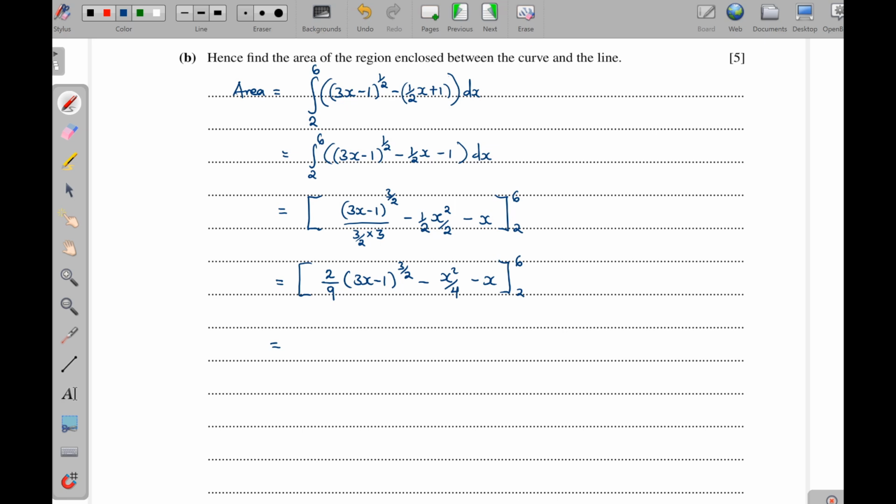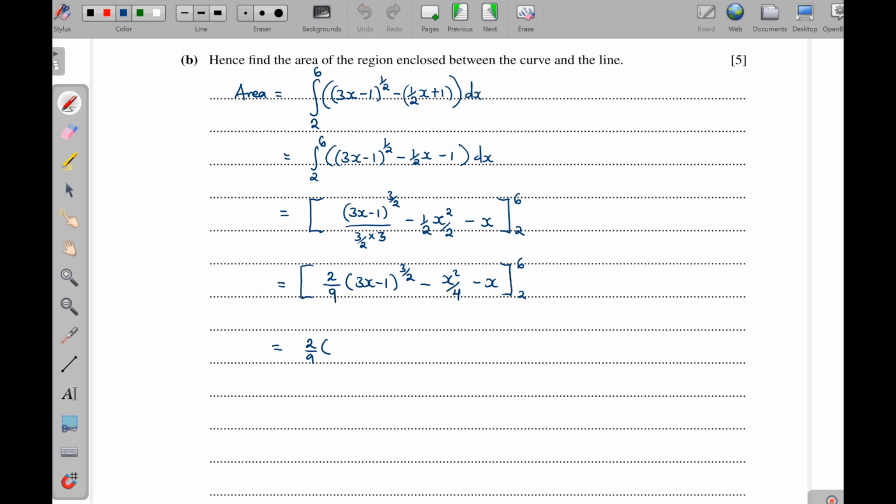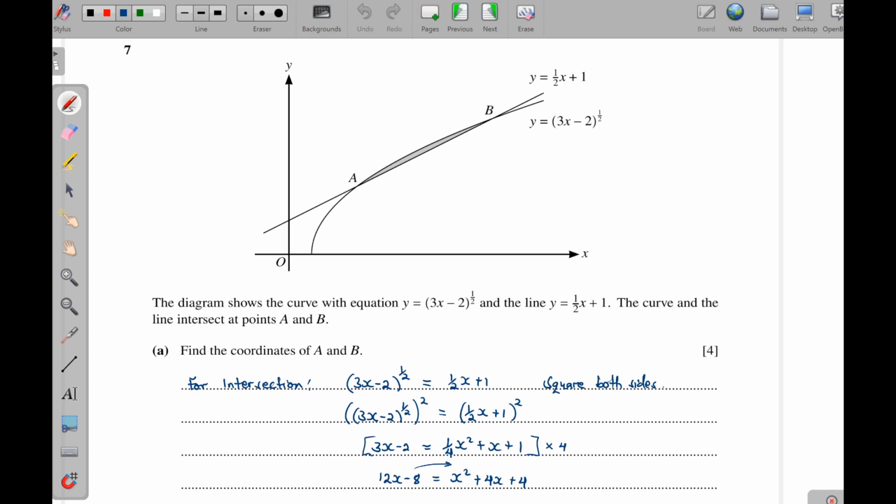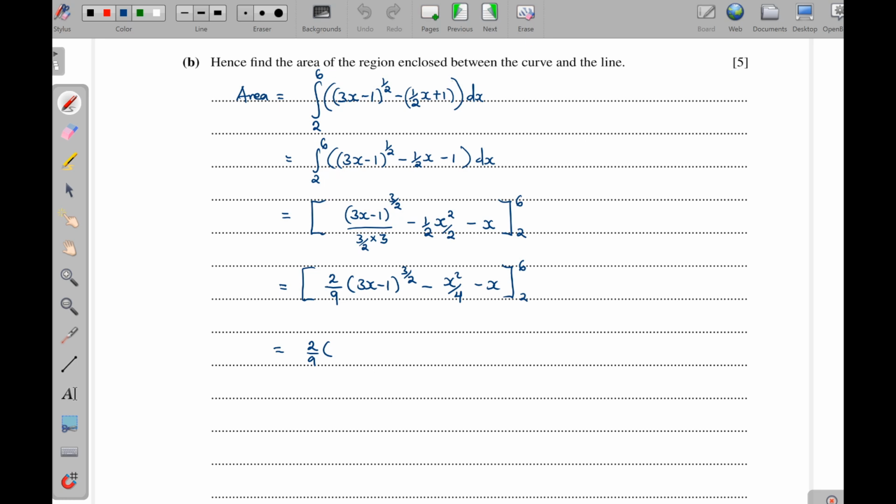Now let's put the 6 in there. 2 over 9. Then 3 times 6, that is 18. By the way, you'll pardon me here. When I check back here, this is a 2. It's not a 1. So allow me to change wherever there is a 1. I put this 2 here. Like that.